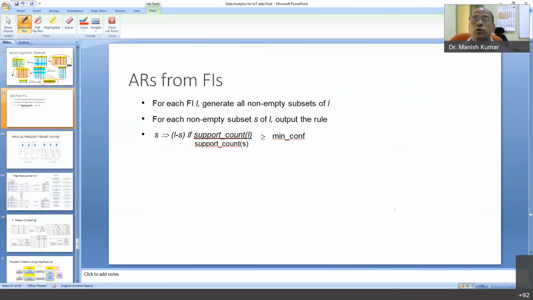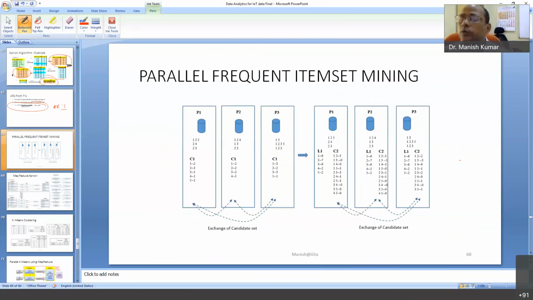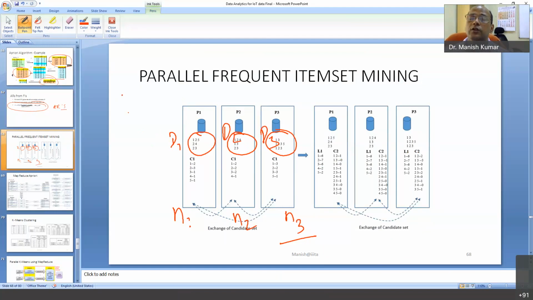This is the formula where you go for ARs, which we have already covered. What I'm trying to tell you is how it can be parallelized. This is my node 1, node 2, node 3. This is my node 1 data, node 2 data, node 3 data. So this is my D1, D2 and D3, and D is nothing but D1 union D2 union D3.